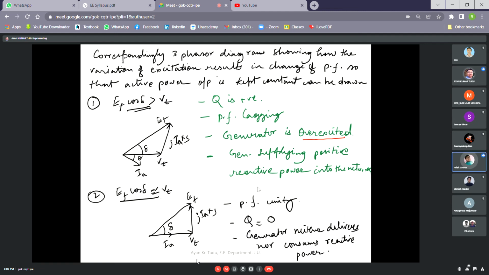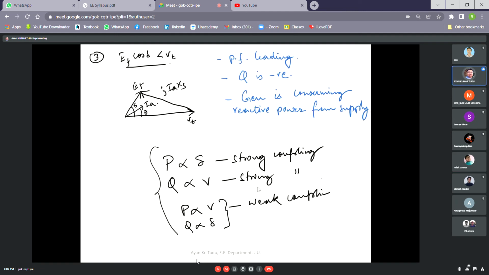And the power factor would be leading, correct. So as you can see here, power factor would be leading, reactive power is negative, and the generator is consuming reactive power from the supply. We always try to avoid this condition. Please remember this, that the generator should always be supplying power to the network. It should not be consuming power from the network.